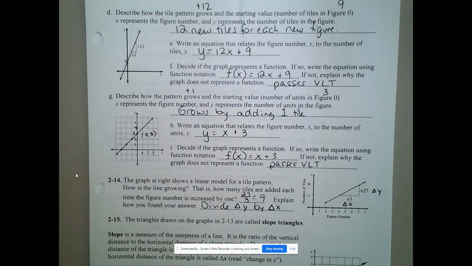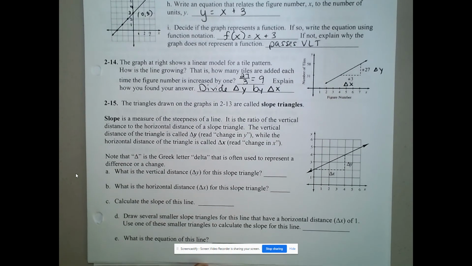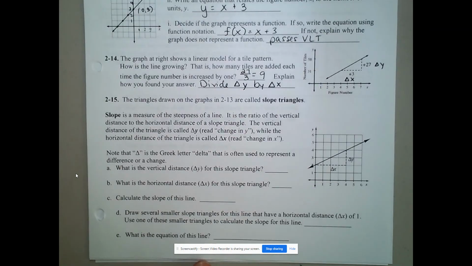The triangles drawn on the graphs in 213 are called slope triangles. A slope triangle is where you show your change in y over your change in x. Slope is a measure of the steepness of a line. It is the ratio of the vertical distance to the horizontal distance. Vertical distance is read change in y, or delta y, while the horizontal distance of the triangle is called delta x, or change in x. Note that that little triangle is the Greek letter delta and is often used to represent difference or a change.